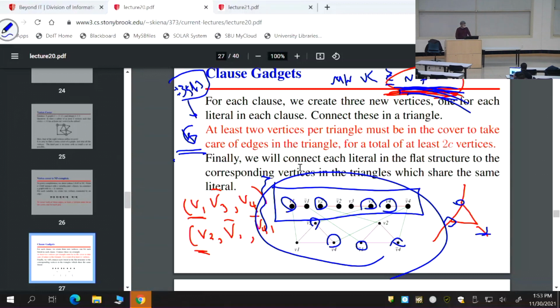But can I solve 3-SAT quickly? I cannot solve 3-SAT quickly. So what does this prove to me? This proves I cannot solve vertex cover quickly. Any questions about that? Okay.